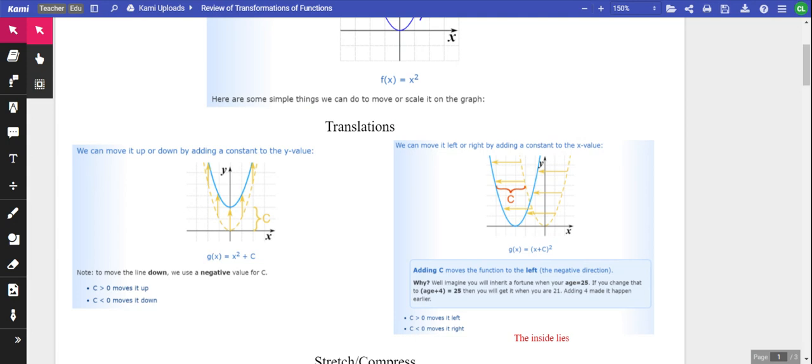We worked with this on that homework, the transformations of functions. So if you need to review that, you can see why this causes the graph to move to the left. If I want to move to the right, I actually need to subtract a value away to make it move to that positive side.